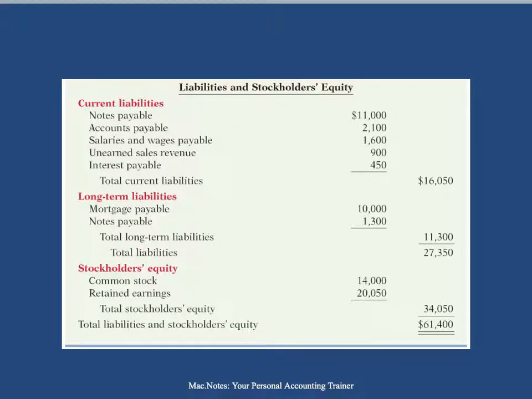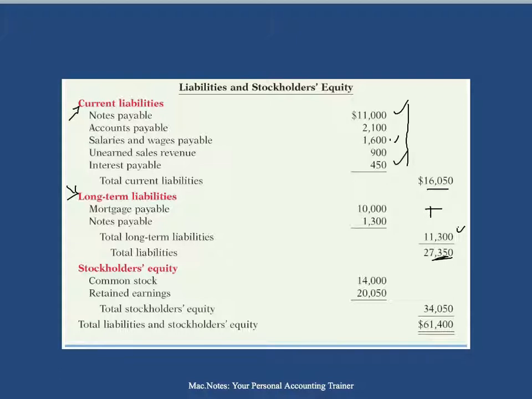To continue then on the liabilities side, we also segregate or categorize liabilities as to those that are short-term and those that are long-term. Current liabilities are the debts that we owe that we must pay in the next month to 6 months. Notes payable, accounts payable, salaries and wages payable, interest payable, and so on. Notice how we add them on the inside column, carried it to the outside. So it says current liabilities, $16,050. Long-term liabilities, mortgage payable, notes payable, carried to the outside, $11,300.